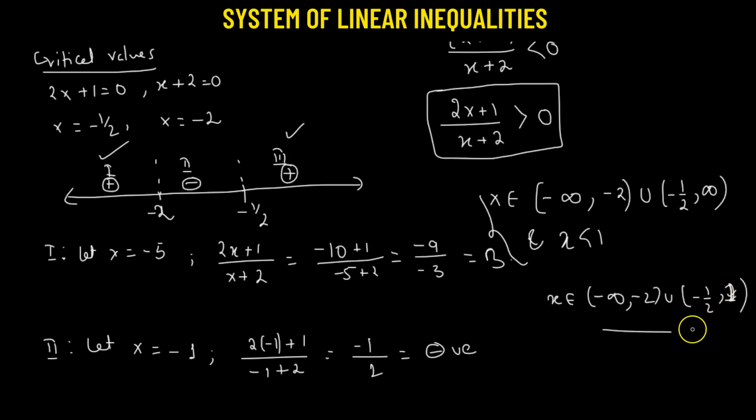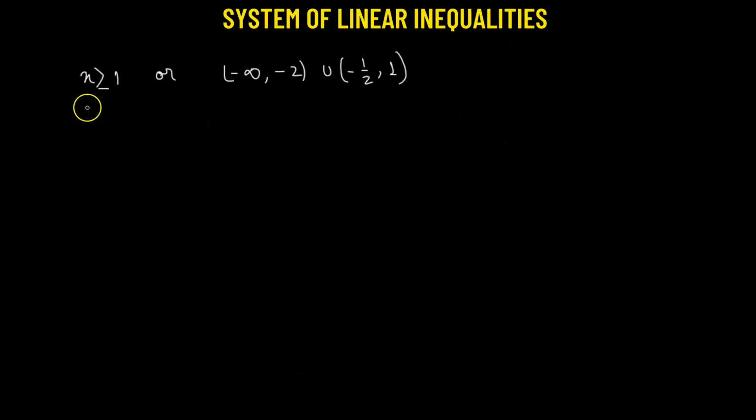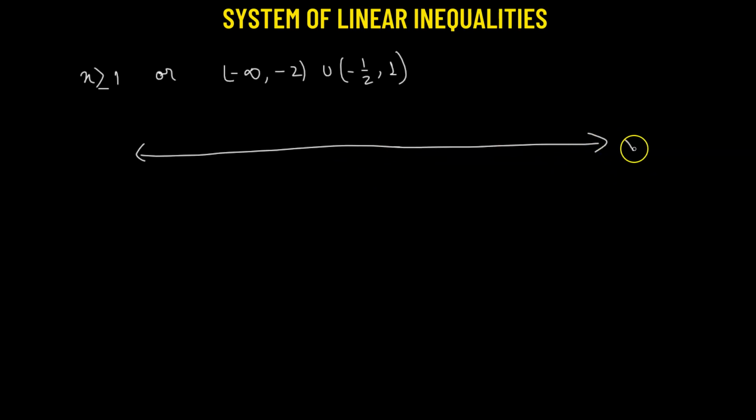So our task will be now to combine the solutions obtained in case 1 and case 2. So let's do that. We have the two solutions obtained in each of the two cases. For this, we're going to sketch a number line which will represent all the values of x. So we will start with negative 2, negative half, and 1.